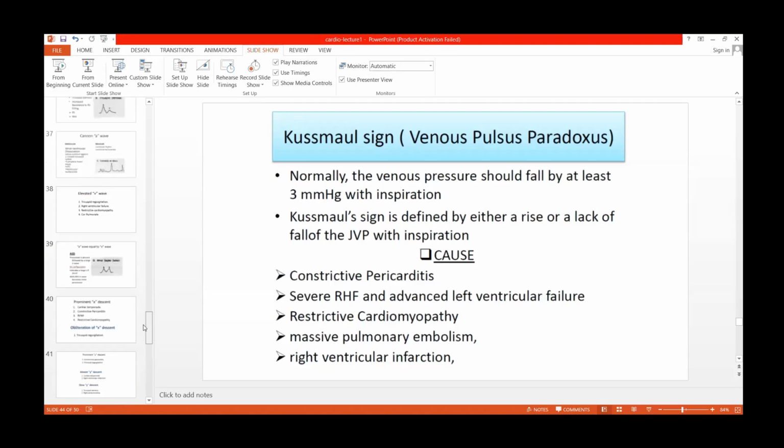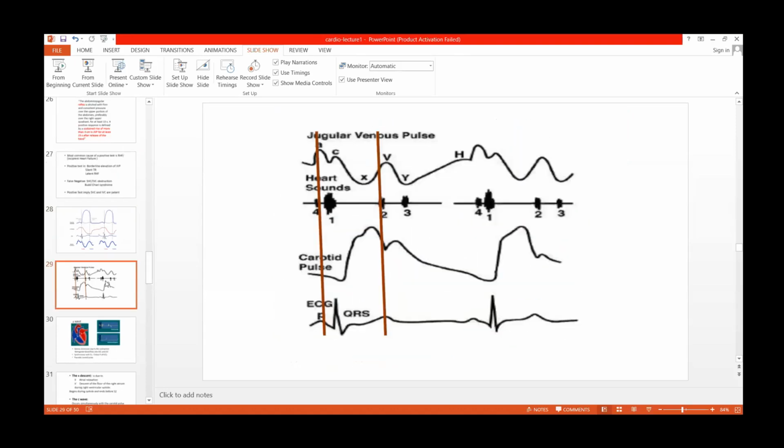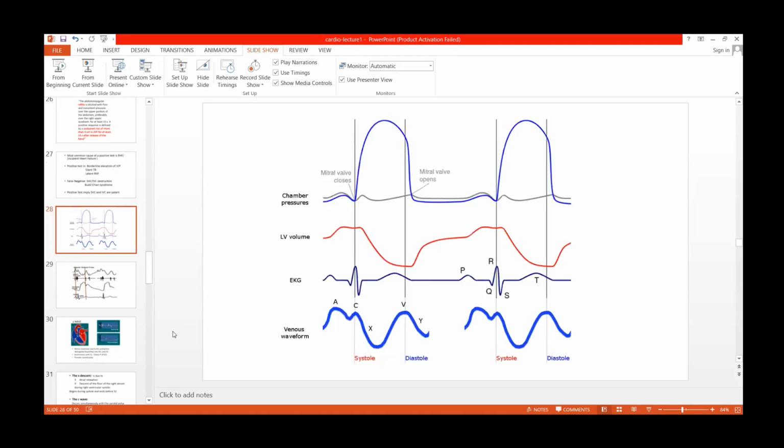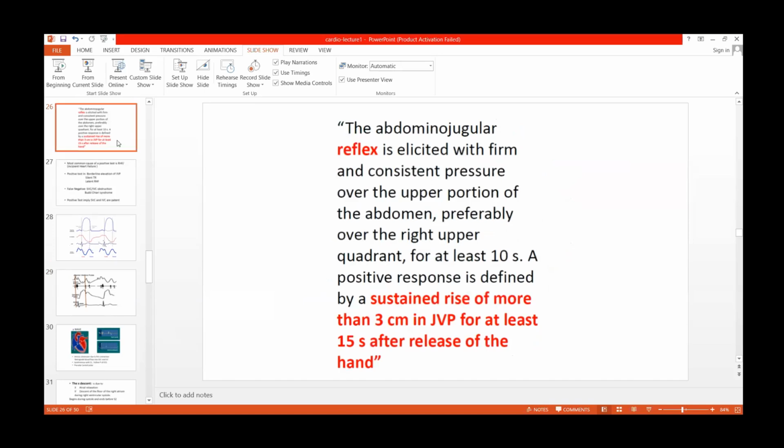So the most important slides for JVP are these two slides. Number one, can you show the slide? Yes sir, they are visible. This one is very important. These two slides are very important. And another thing is abdominojugular reflux. The definition is very important.